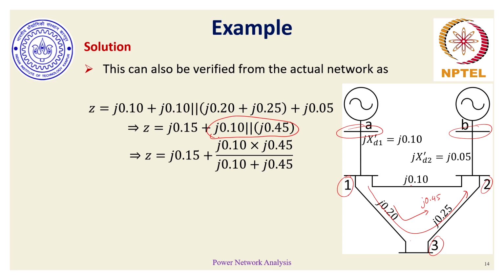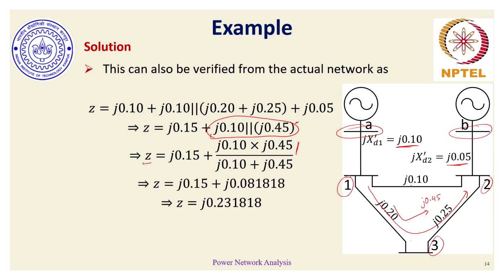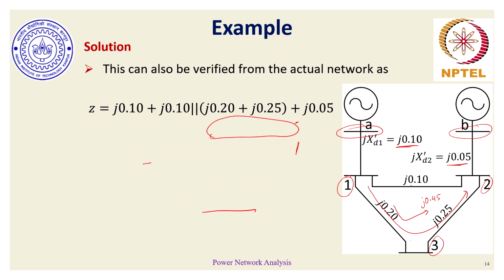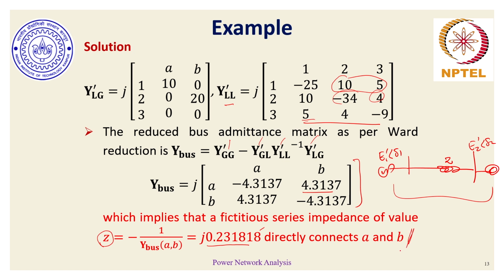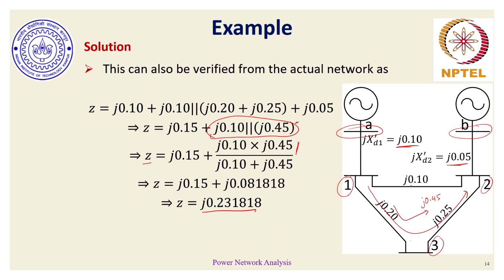And then we have j0.1 and j0.05 in series with the parallel combination of j0.1 and j0.45. So if we apply the series and parallel combination of these different impedances, the Z value turns out to be the same value, 0.231818, which we also got from the Ward reduction evaluation of retaining only buses A and B. So that in a way is physical evidence that Ward reduction actually helps in reducing the network, which is confirmed by the series-parallel combination of impedances.